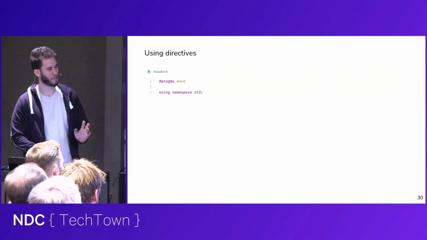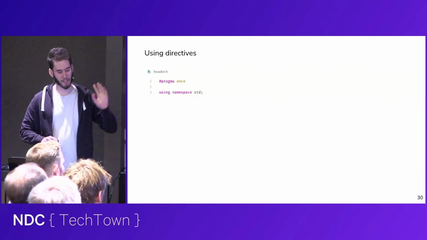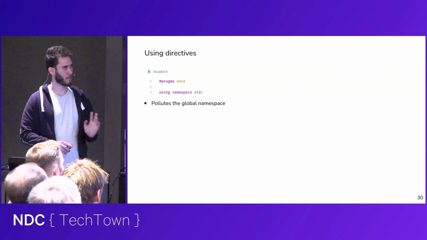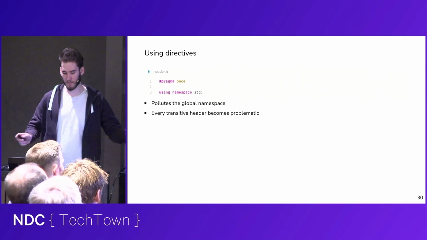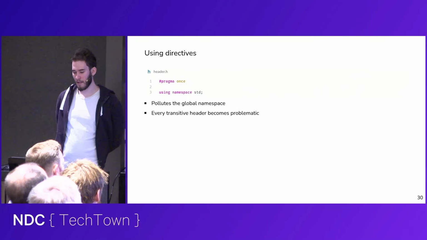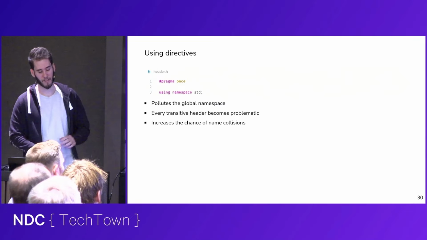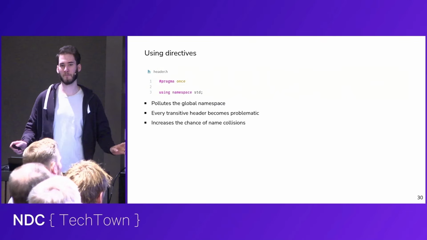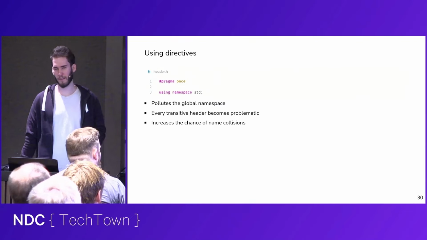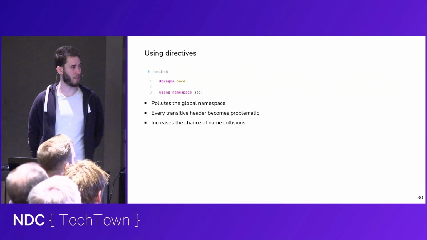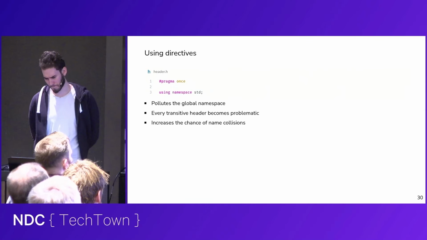Using directives are also something that can be a little bit tricky, because every time that you do something like this in a header, you're polluting the global namespace of everything that includes this header, even transitively. So that will increase the chance of name collisions if you're doing this with every namespace in your code. So it's something that should be avoided and used only in the translation units properly, not through the headers.